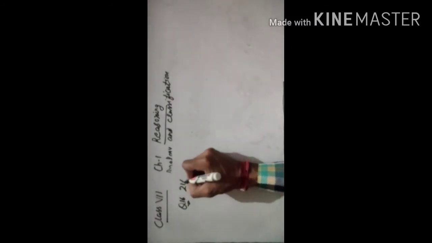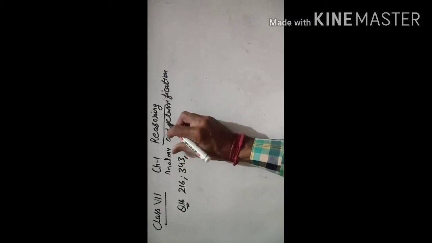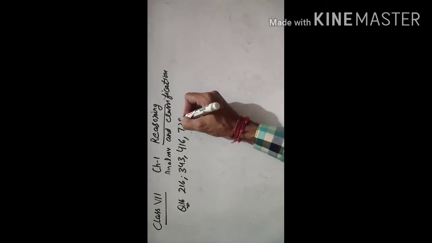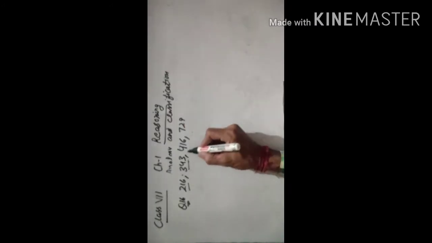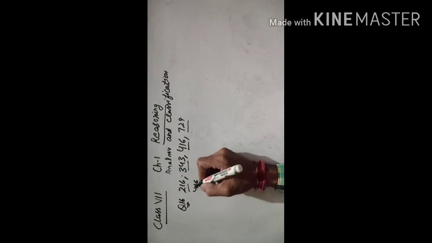Question number 16, 216. The numbers are 343, 416 and 729. These are perfect cubes, but this is not a perfect cube, so 416 is the odd one, that is option B. Now question number 16, the option is B.